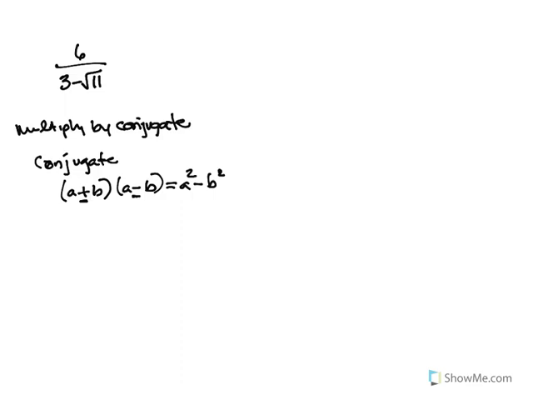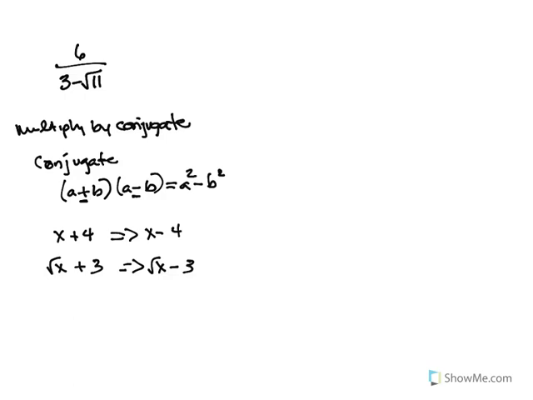So let's separate from this given problem. Let's say you have x plus 4. The conjugate of x plus 4 would be x minus 4. Let's say you have square root of x plus 3. The conjugate would be square root of x minus 3.